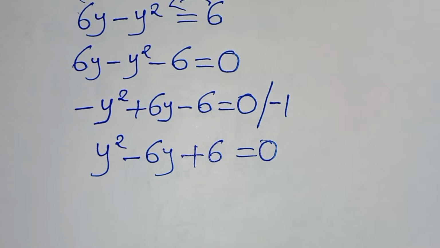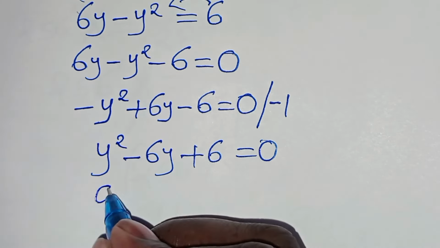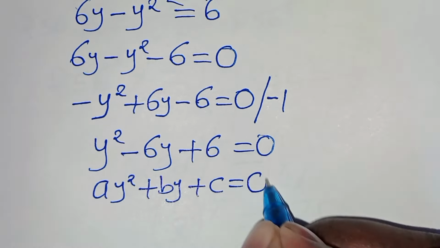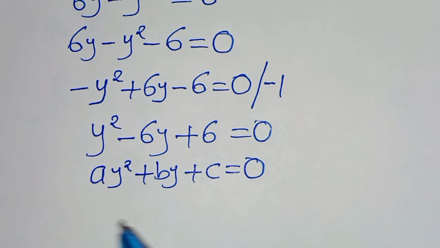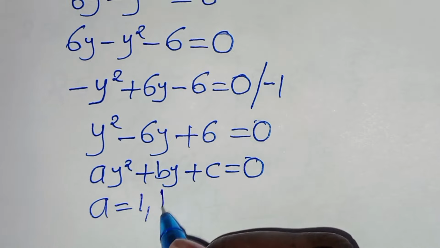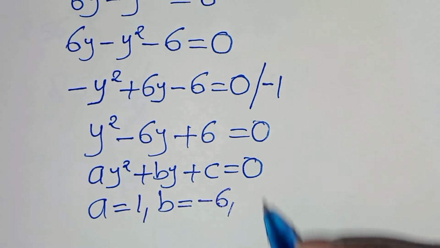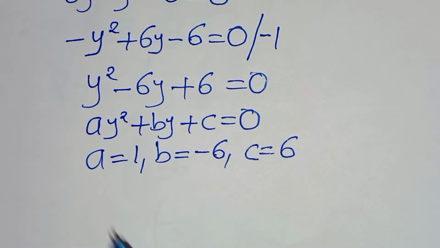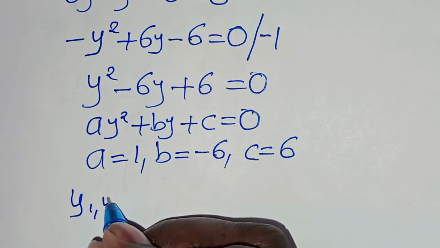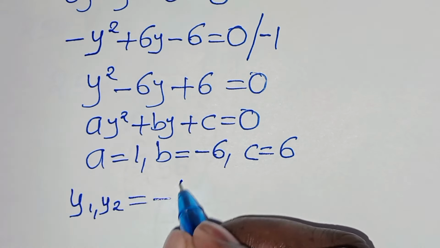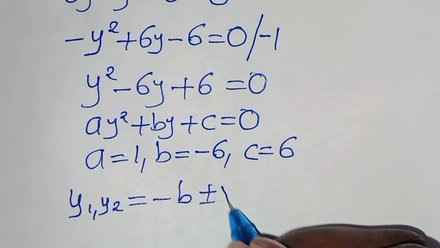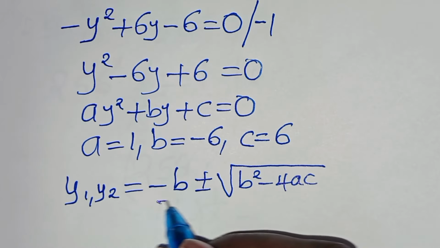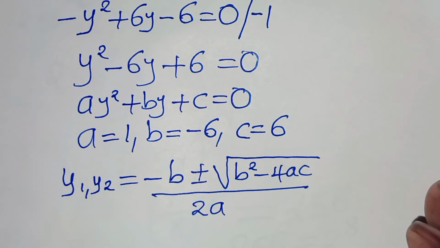this is equal to 0. So this is the quadratic equation of the form ay squared plus by plus c, this is equal to 0. From this quadratic equation, we have a equal to 1, b equal to minus 6, and c is equal to 6. The next step from here, to solve for y1, y2, we apply the quadratic formula, that's minus b plus or minus the square root of b squared minus 4ac, everything here divided by 2 times a.